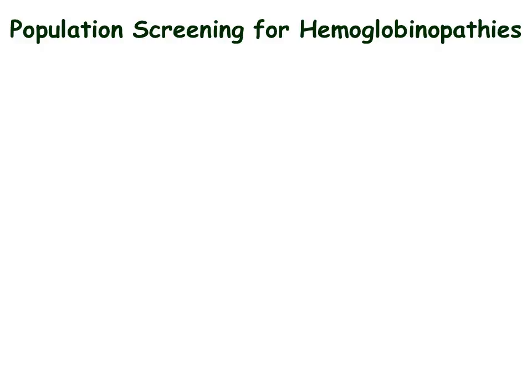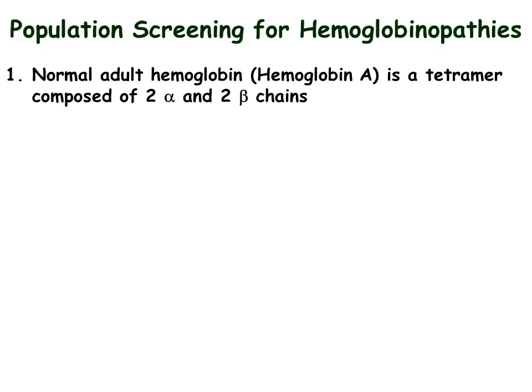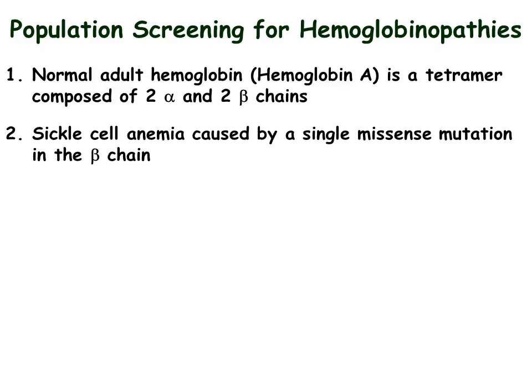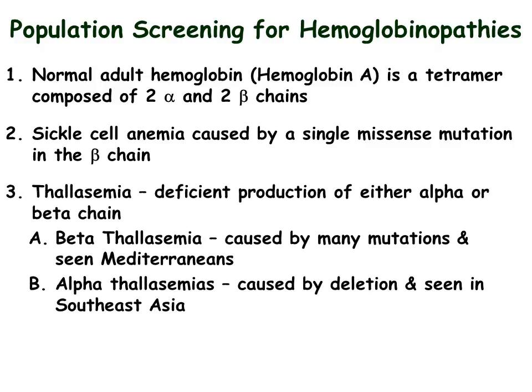While Ruth and Ted find out about the results, we'll talk about population screening for the hemoglobinopathies, which are also commonly screened for. Normal adult hemoglobin, or hemoglobin A, is a tetramer, with 2 alpha and 2 beta chains. Sickle cell anemia is one of the things that we screen for. It's caused by a single missense mutation in the beta chain. We also screen for the thalassemias. These are defined as a deficient production of either alpha or beta chain.